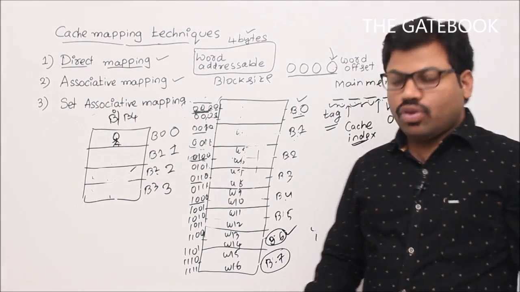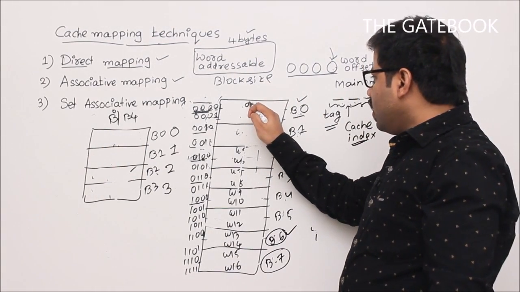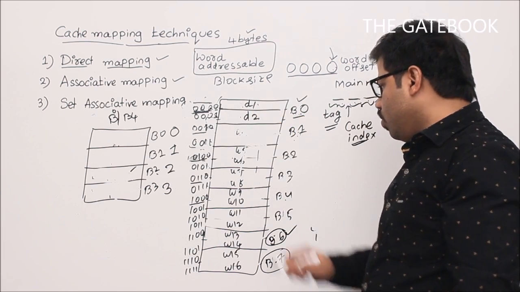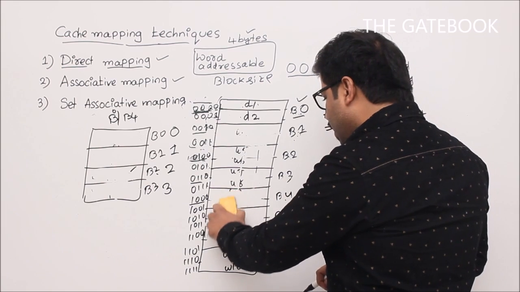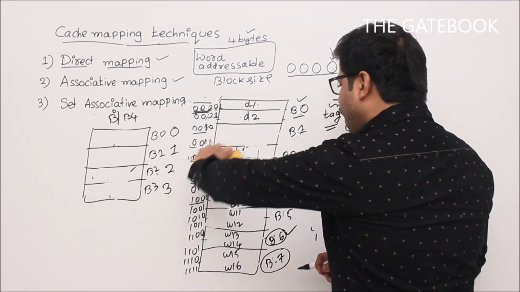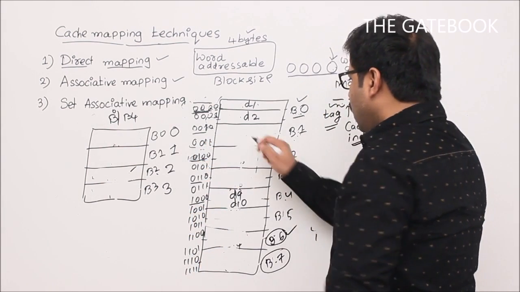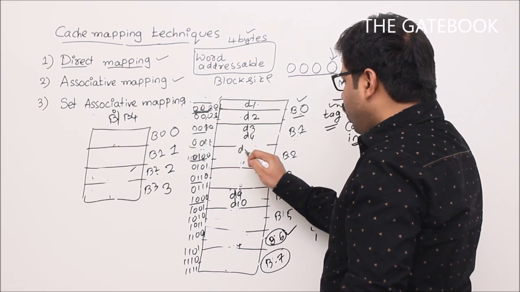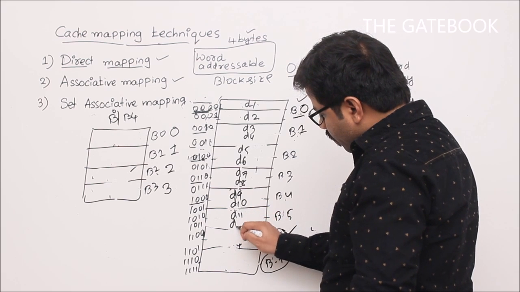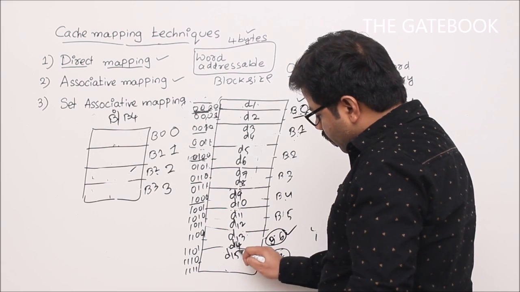Now how do you know? It is just data, you are writing the data. If it is the data B0, what are the words in B0? Assume that the words in B0 are D1, D2. The words in B4 are D9, D10. Now similarly, let me write all the words: D1, D2, D3, D4, D5, D6, D7, D8, and 9, 10, 11, 12, 13, 14. Let us take 15, 16, D15, D16.